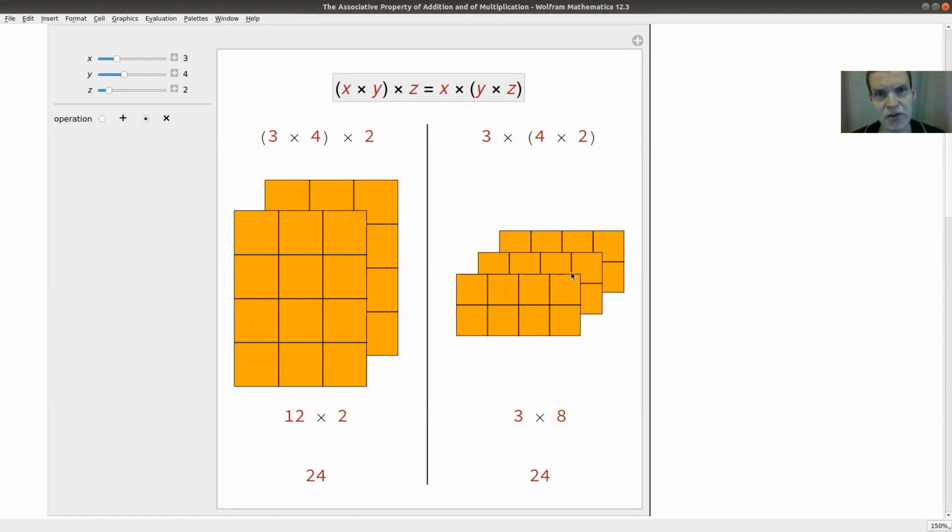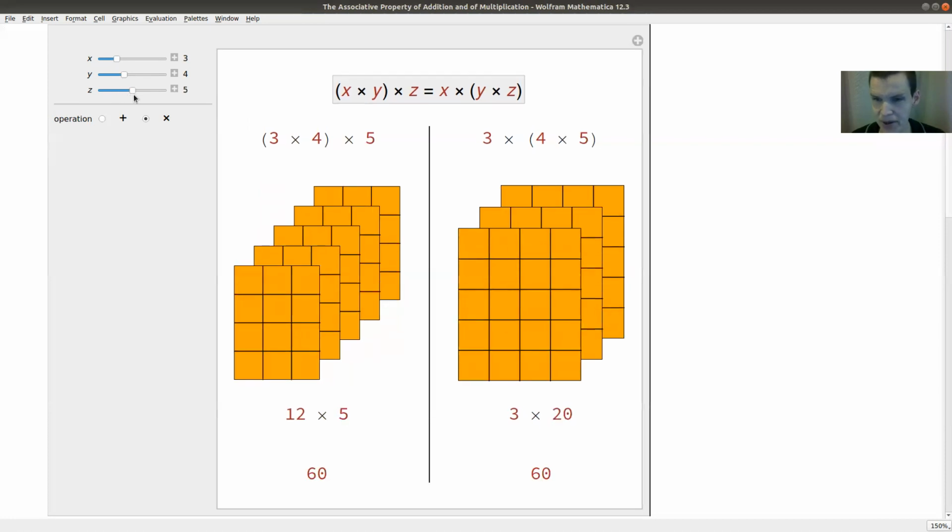And I don't know how you feel, but that doesn't seem super obvious to me, why this is the same. And indeed, if you vary the numbers a little bit, those brick collections, whatever you want to call them, they're the same, right?